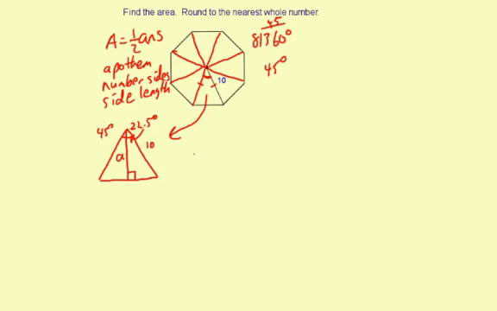Now to solve for A, we're going to be using the cosine ratio because A is adjacent to the 22.5 degrees. So we're going to have the cosine of 22.5 degrees equals the adjacent side, which is A, divided by the hypotenuse, which is 10. So we'll make a proportion here and cross multiply. A equals 10 cosine of 22.5 degrees. So we can figure out the apothem using that trig ratio.